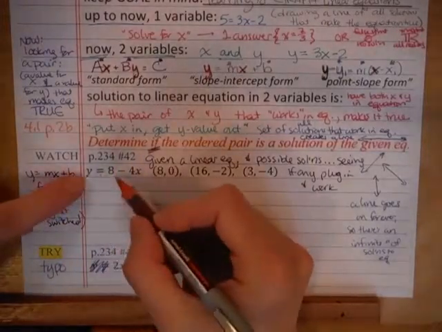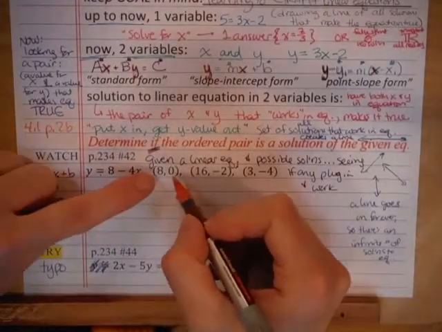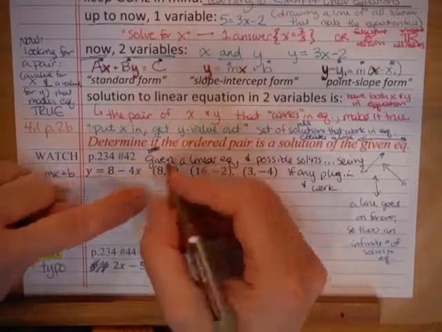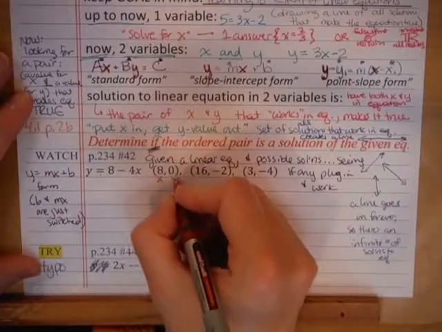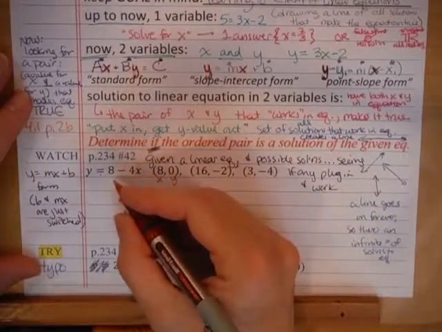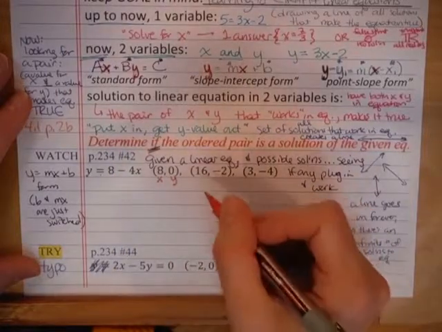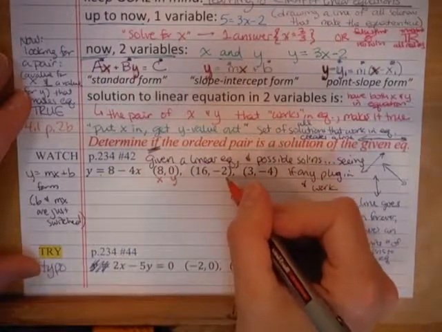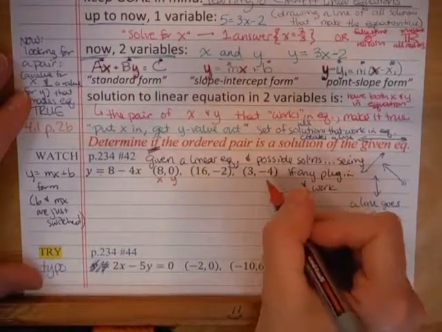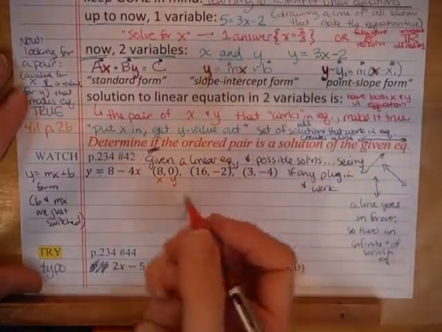So we start with y equals 8 minus 4x, and you're going to take 8, 0, plug in 8 for x, 0 for y, and see if it makes the equation true. Then you do the same thing for 16, negative 2, and then the same thing again for the point 3, negative 4. So let's look at this first one here.